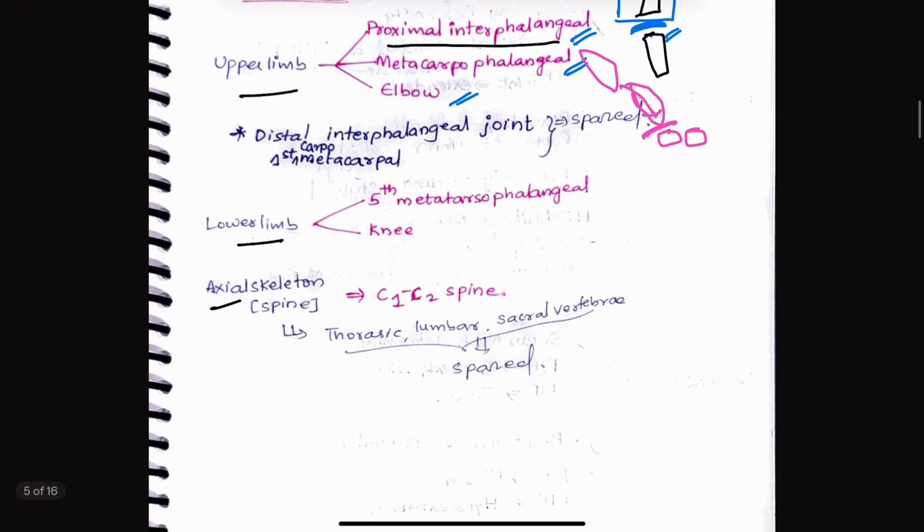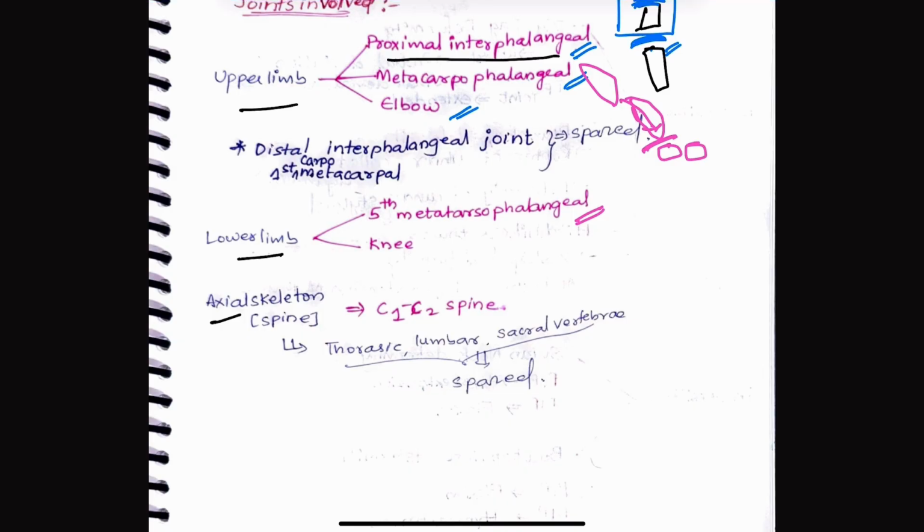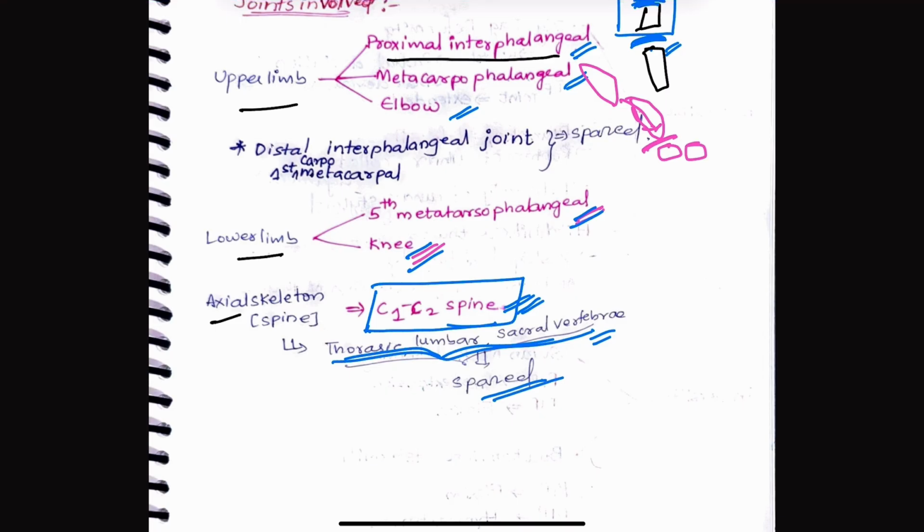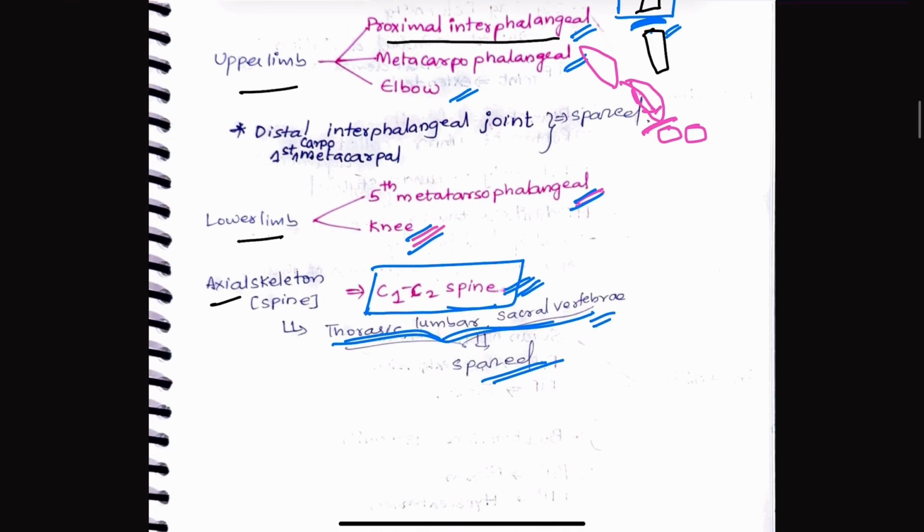In the lower limb, there is involvement of the fifth metatarsophalangeal joint and the knee joint. In the axial skeleton, there is involvement of the C1 and C2 spine. As we know, C1 and C2 are synovial joints, so there is synovial fluid here. All other vertebrae come under amphiarthrosis, which allow only slight movement. These are not synovial joints, so there is no synovium present, and all other vertebrae other than C1 and C2 are spared. These are the main articular manifestations.